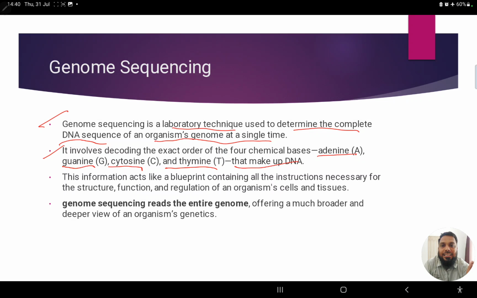This information acts like a blueprint containing all the instructions necessary for the structure, function and regulation of an organism's cells and its tissues. So, making a complete copy of it. Genome sequencing reads the entire genome, which offers a much broader and deeper view of an organism's genetics. There is something called genome typing as well. Genome typing is different. Genome typing gives a much smaller perspective, but genome sequencing gives a larger perspective, the complete picture of the genome. Hope you got it.